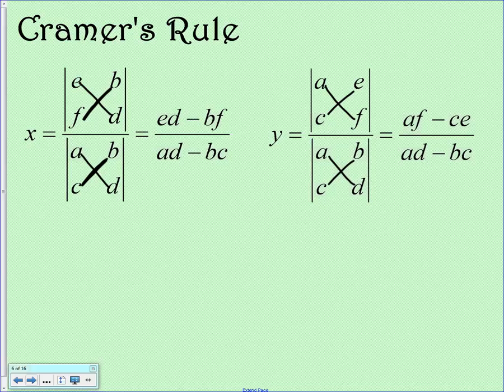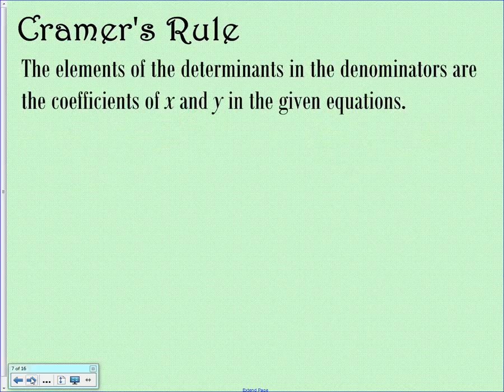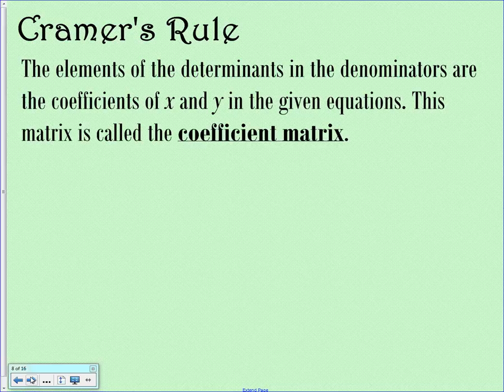So in your matrices, the way that you're going to figure out where your A, B, C, D, E, and F go, the elements of the determinants in the denominators are the coefficients of your x and y in your given equation. So the elements that go in the denominator for your determinant, those are the coefficients of your x and y. And then the ones in the numerator, that matrix is called your coefficient matrix, because that's the coefficient of your x's and your y's. Okay?